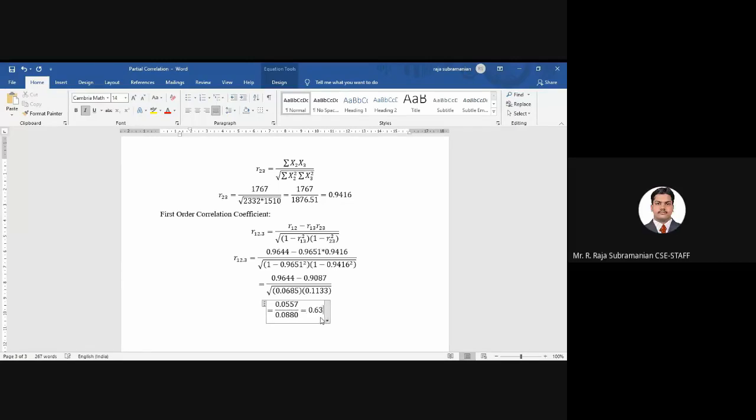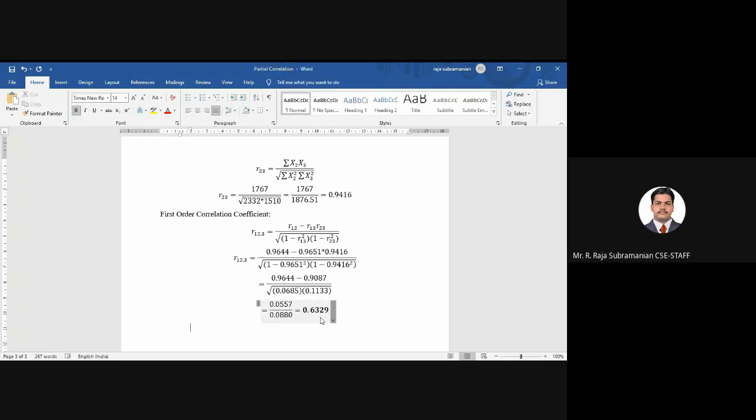0.6329. Yes. So when you find it, keep in mind that the correlation coefficient's maximum value is 1 and minimum value is -1. If it comes greater than 1 for you, it means that you have made some calculation error. Okay. Pavani, 0.63 is also okay, right? Yes, sir. Now R12.3 is done, and this is our final answer. Make it bold.